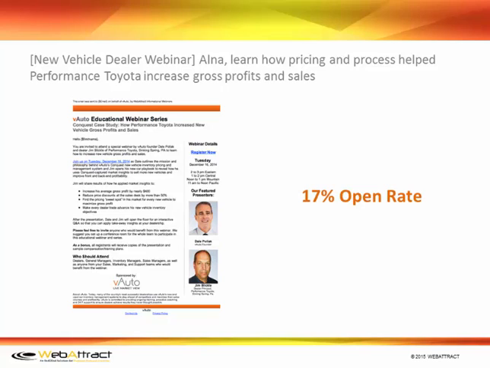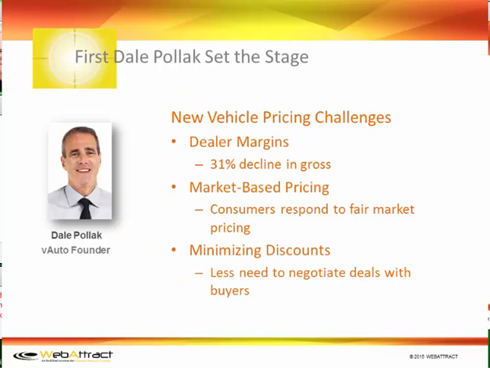What's interesting here is that this subject line garnered a 17% open rate. And for those of you that are familiar with open rates, 8%, 9% is considered good. 12% is outstanding. 17% is exceptional. So this title resonated with the audience. It was relevant, and they opened it. The first thing that we did after setting the stage was having Dale Pollack, who was the founder and visionary, come on and talk about some of the pricing challenges that car dealerships have with new vehicles.